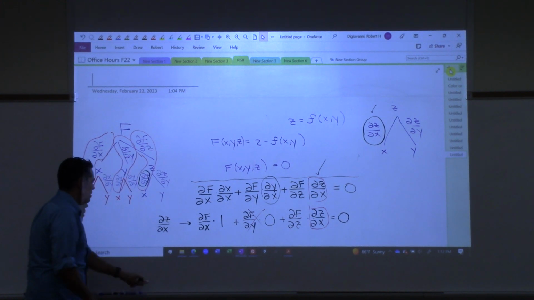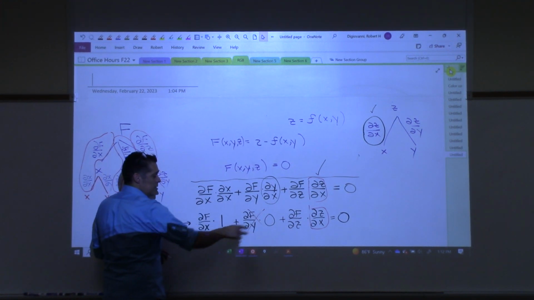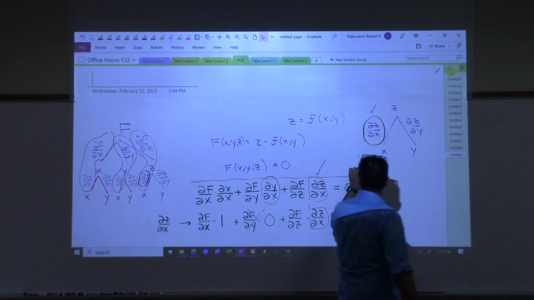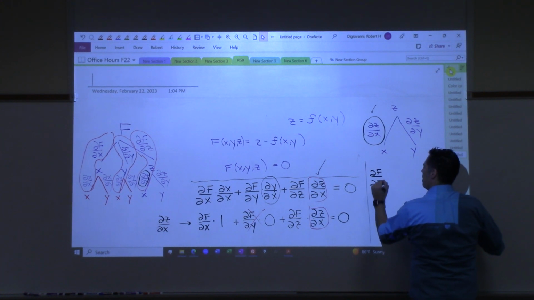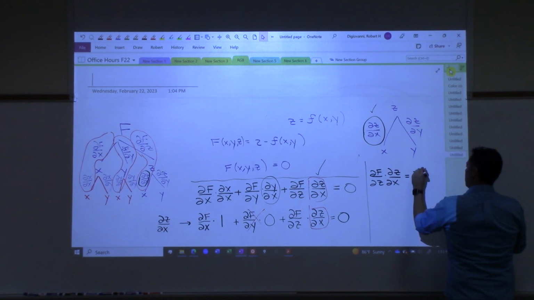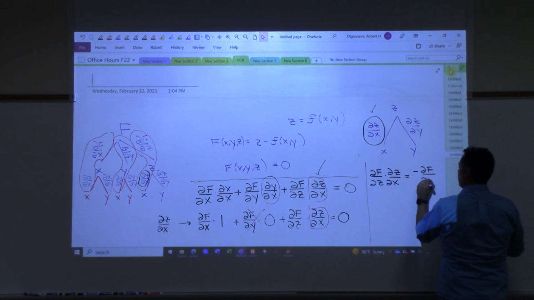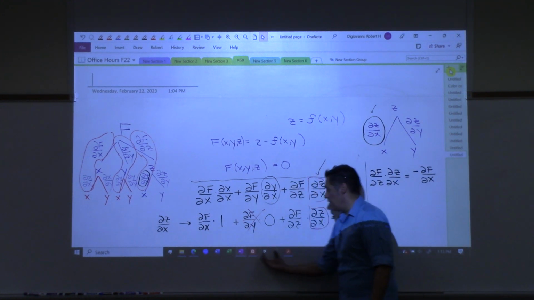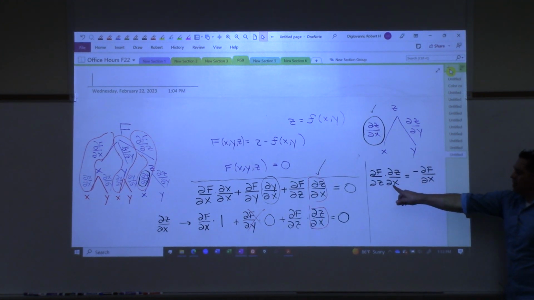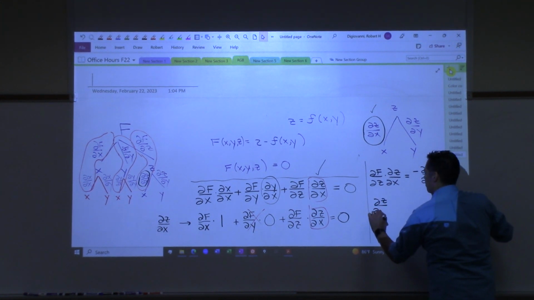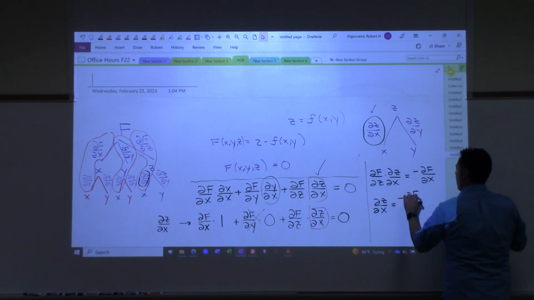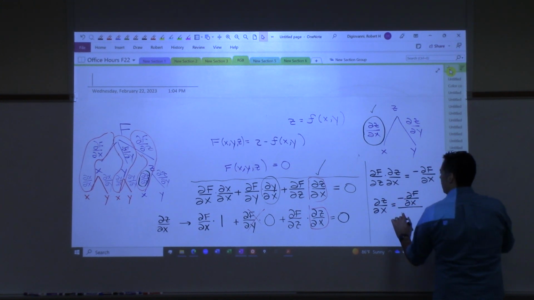And so what I'm going to do now is move this to the other side of the equation. Okay, so what I get here now is this. These two factors, partial f with respect to z times partial z with respect to x, equals negative partial f with respect to x. So that's just moving that to the other side. And then finally, to get this by itself, we just divide through by that partial. So we get partial z with respect to x equals negative partial f with respect to x over the partial of f with respect to z.